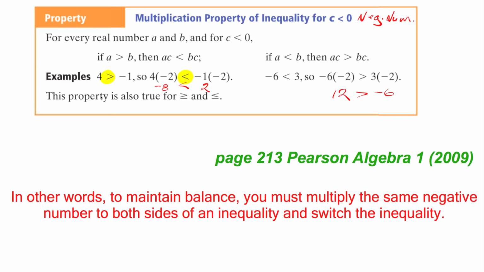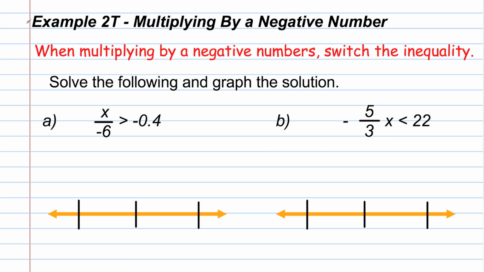We can see here this property also applies to the equal part of that, greater than or equal to and less than or equal to. When we apply this to solving inequalities, we can say, in other words, to maintain the balance of the inequality, you must multiply the same negative number to both sides of the inequality and switch the inequality. So unlike anything you've done yet, you need to switch the inequality to maintain it when you multiply each side by a negative number. Example 2, we'll be multiplying by a negative number. Here in red, I just remind you when multiplying by negative numbers, you have to switch the inequality.